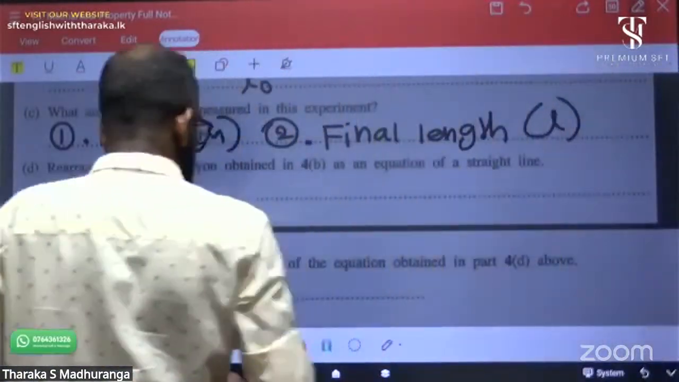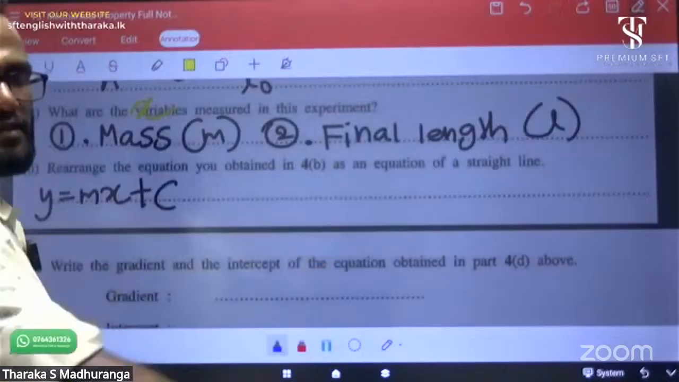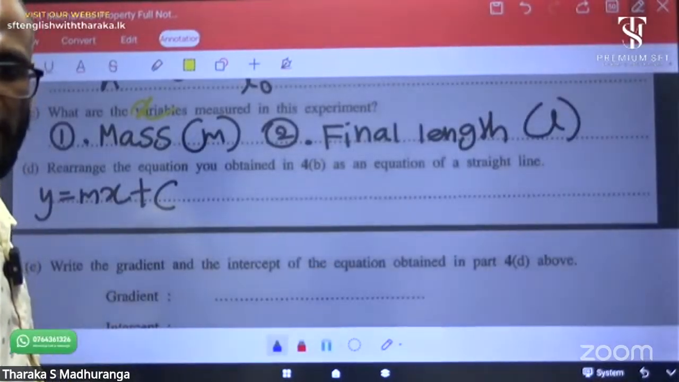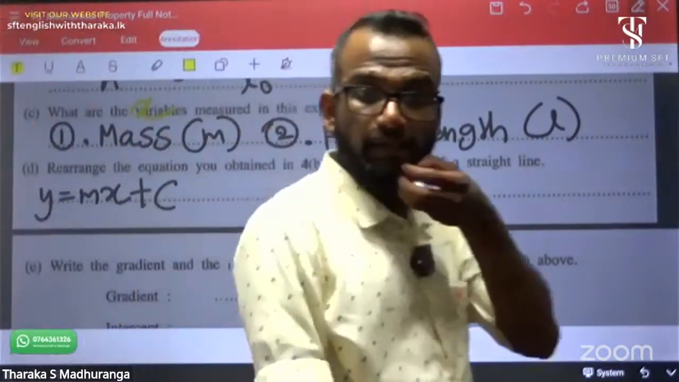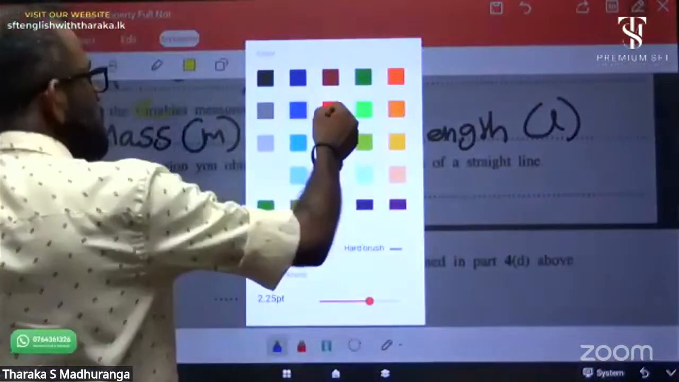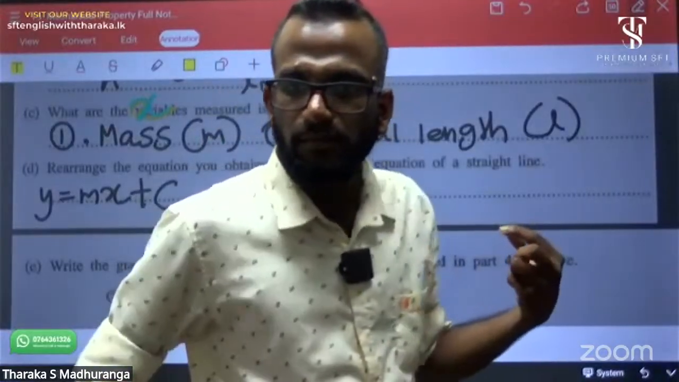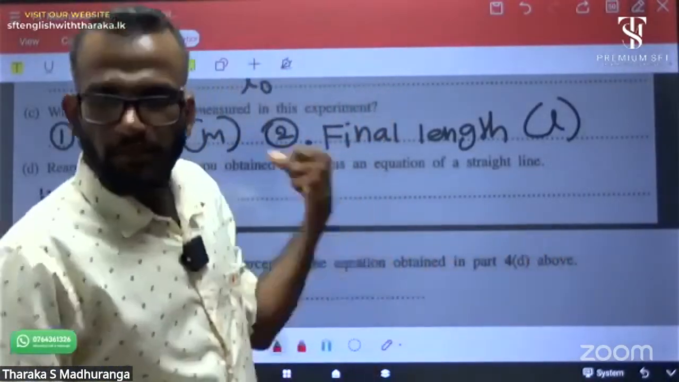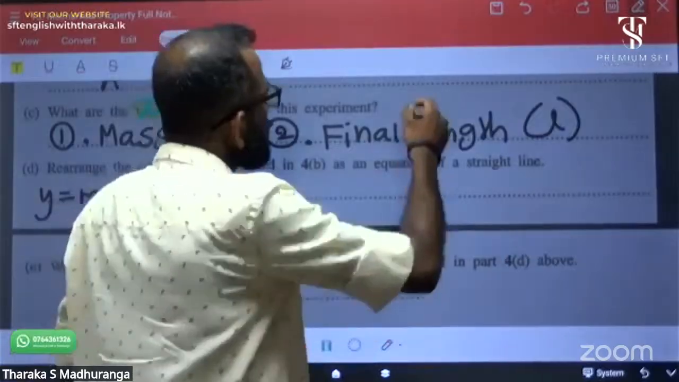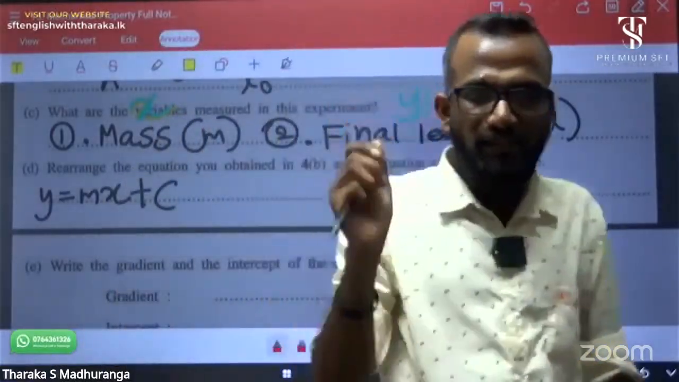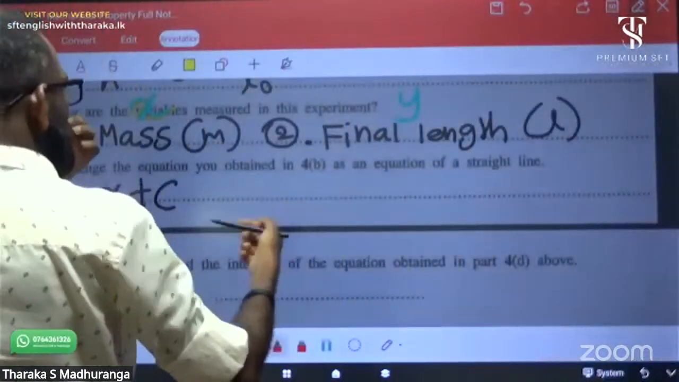Remember, the factor changing by us should always be on the x-axis. X should be m. And final length should be y. Not the y-axis, the y value.